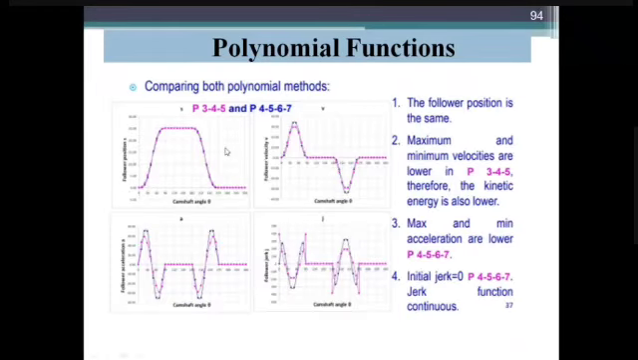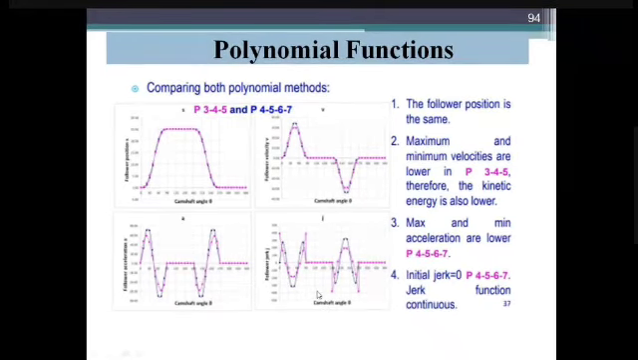For both we can refer to the same diagram. Crankshaft angle, there is a follower motion velocity. The blue color, the 4567 polynomial, has somewhat higher velocity compared to the 345 polynomial. Then against crankshaft angle, the acceleration is also somewhat higher when compared to the 345 polynomial. But look at the jerk.